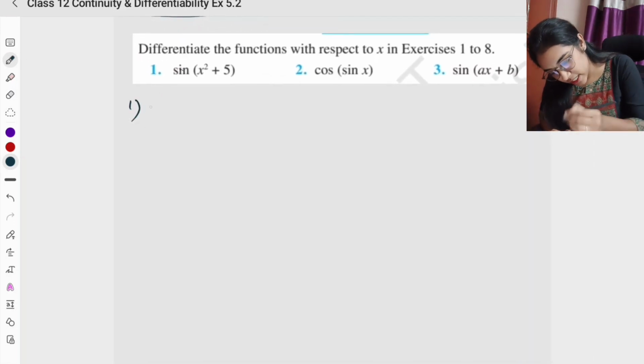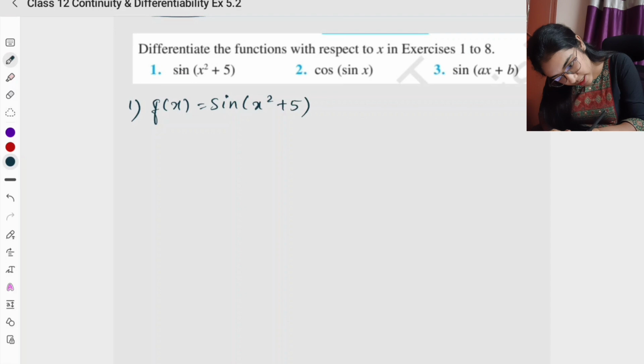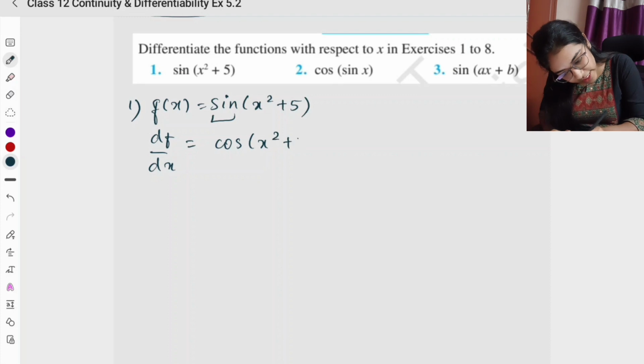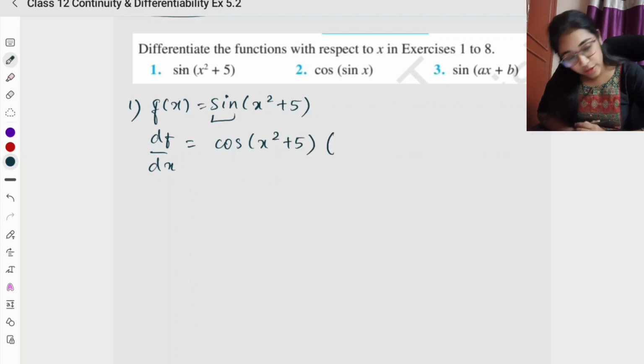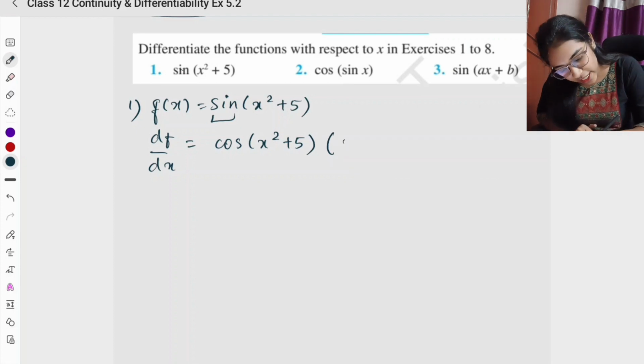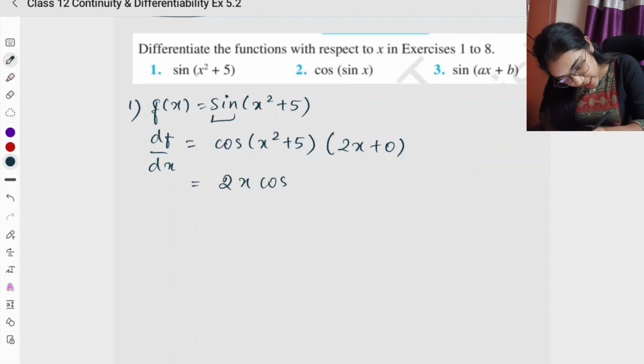So, first question, f of x is sine of x square plus 5. So, df by dx is going to be sine or derivative என்ன? Cos of theta, which is x square plus 5 in this case. I need to do d by dx of the term that is inside. So, d by dx of x square plus 5 என்ன? 2x plus 0. So, what is my derivative? What is my final answer? 2x times cos of x square plus 5.